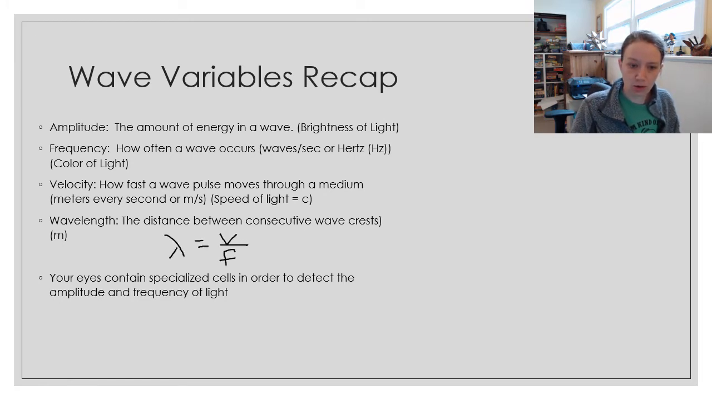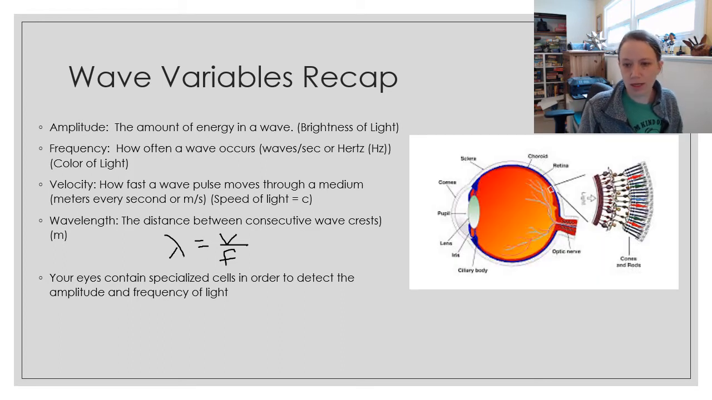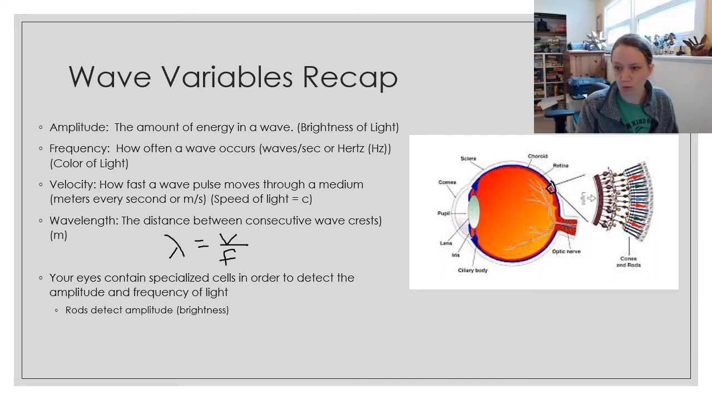And those are the only two we can detect. So we can't actually detect the velocity or the wavelength. As far as our human eyes go, there are things that we have to measure using other tools. So if this is a picture of your eye, just as a reminder, the retina surface at the back of your eye has these special little cells. We have two different types of those cells. We have the rods, and those rods are the ones that detect the amplitude, so how much light is hitting you. And the cones are going to be detecting the frequency, or the color, of the light that you see.